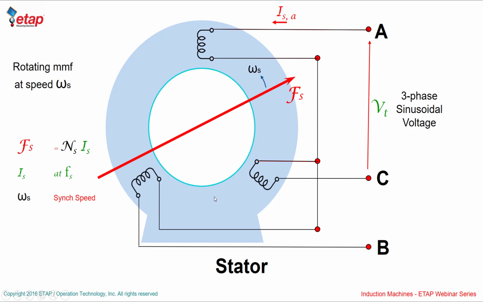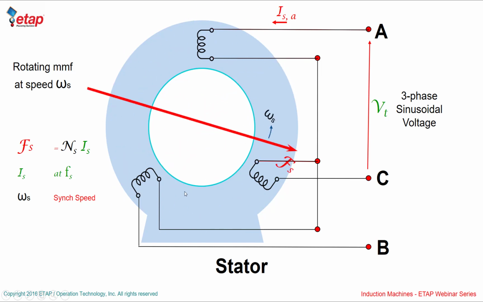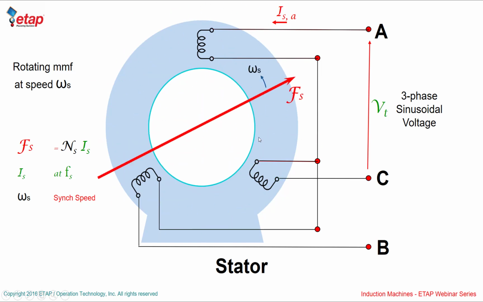And if I go through the process of time, it becomes a rotating magnetic field, and it has a magnitude of, of course, n sub s times I sub s, where n sub s is the number of turns of the stator winding. The rotation, omega s, is equal to 2 pi f radians per second, and that's what we call synchronous speed.